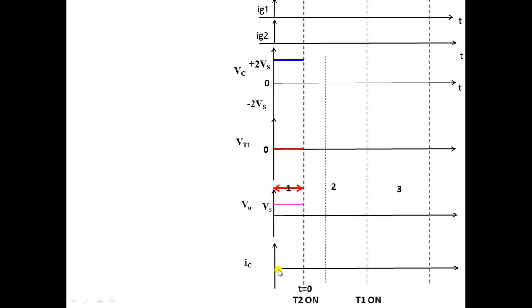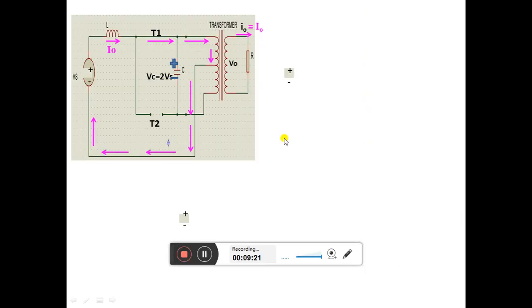And the capacitor current is 0. Why is this 0? Because the capacitor has charged fully to plus 2Vs. Whenever the capacitor has charged fully, the current flowing through capacitor is 0. So this is our mode 1. Now after this, let's see what happens in mode 2. From this instant, that is t equal to 0, mode 2 starts. So let's see what happens in mode 2.